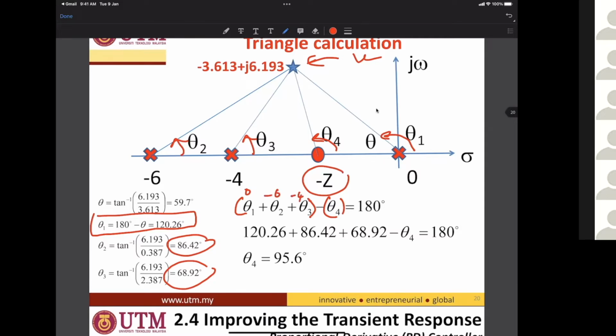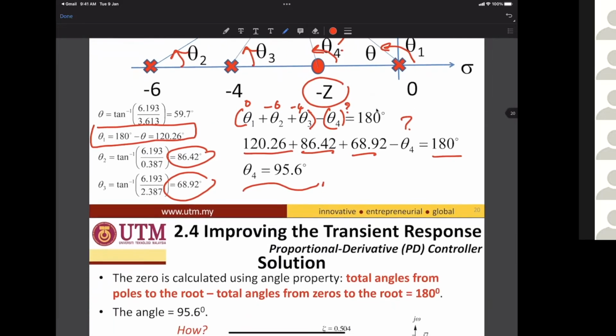Okay, minus total of angle from the zeros, which is -z, unknown. This one unknown, theta 4. Theta 4 is unknown, equal to 180 degrees. So this one plus this one plus this one minus theta 4, which is unknown, equal to 180 degrees. So theta 4 is 95.6 degrees.